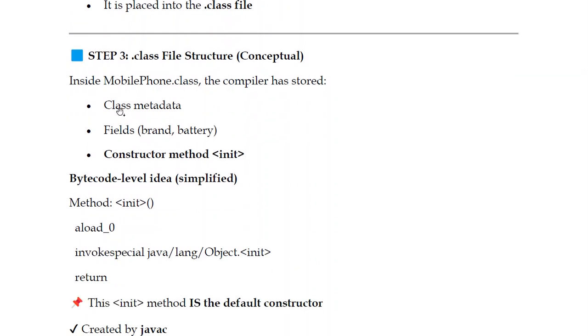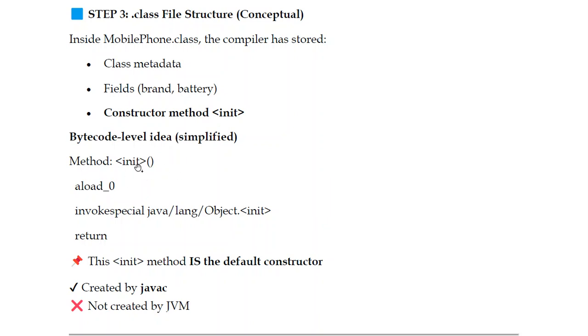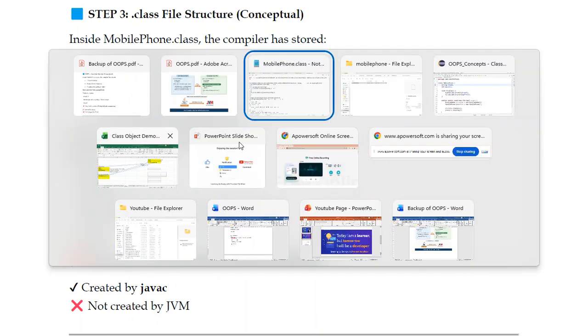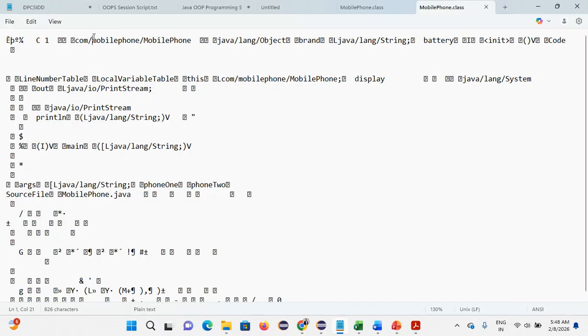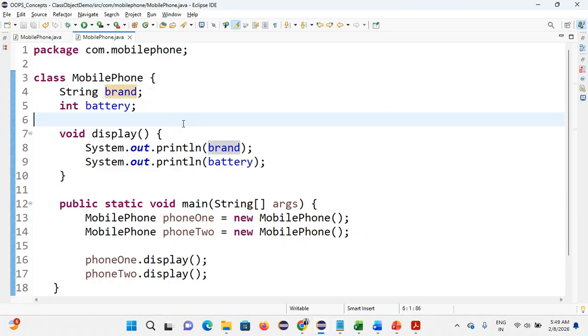So what does the class file contain? Metadata, that is, data about the class: the class name, field names, and the constructor, whose method is called init. So the bytecode will have keywords like init. You can see that here. See here: metadata, class name, and then the fields brand and battery. After that we have init. This is the constructor name. Are you clear?